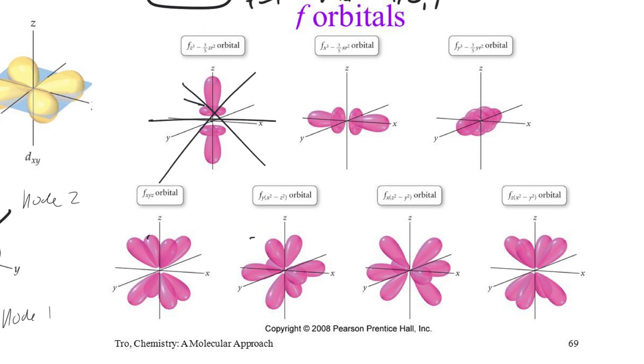So those are f orbitals, and there are 7 of them. So I suspect our book doesn't show these because they're complicated and hard to see, but those are what the f orbitals look like.